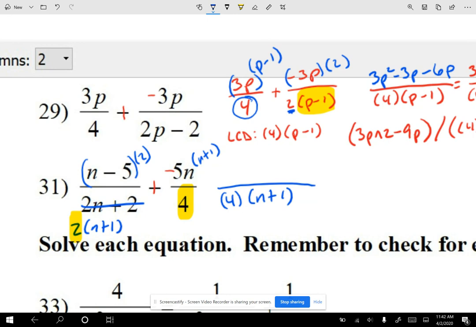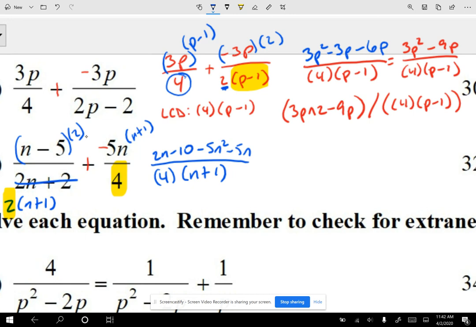So from the first fraction, let me have 2n minus 10. From the second fraction, I have negative 5n squared minus 5n. So remember, at the bottom, I have my 4 and my n plus 1. I have my least common denominator. On the top, let me combine my like terms starting from the highest exponent. Negative 5n squared minus 3n minus 10.